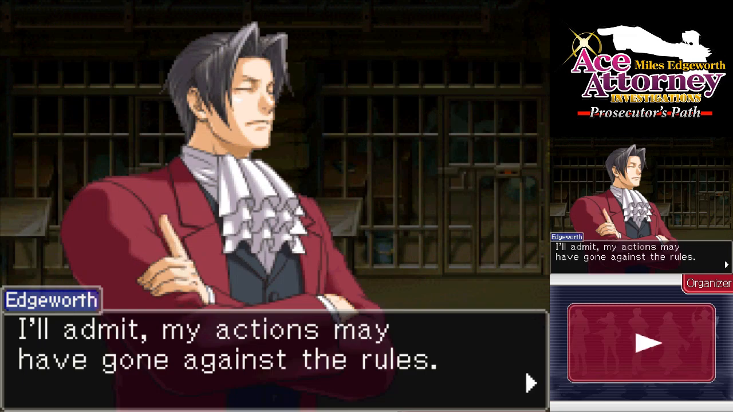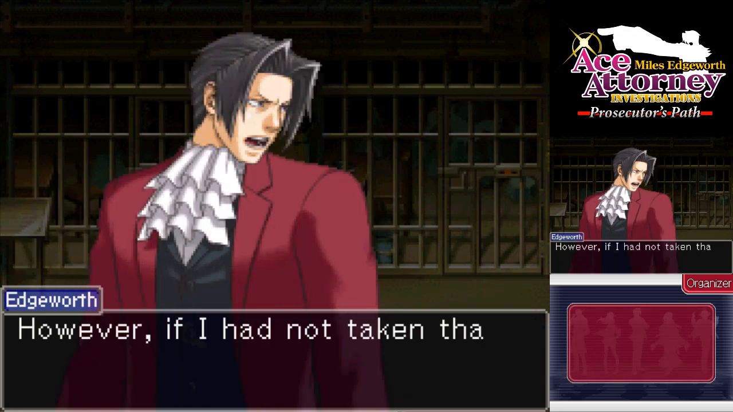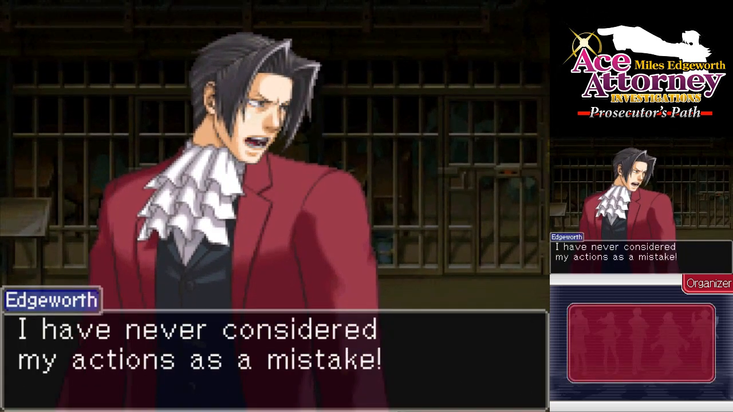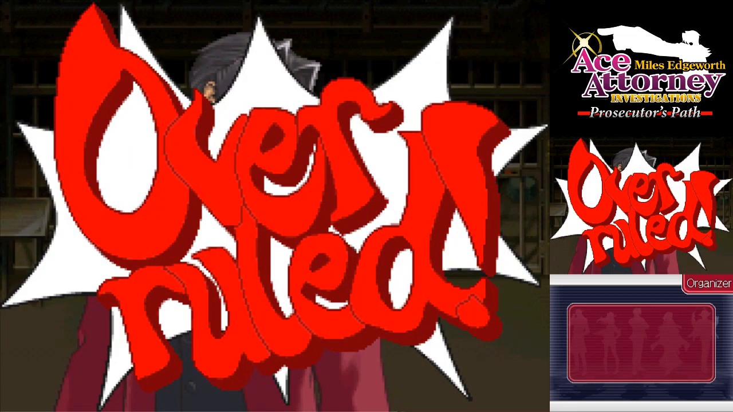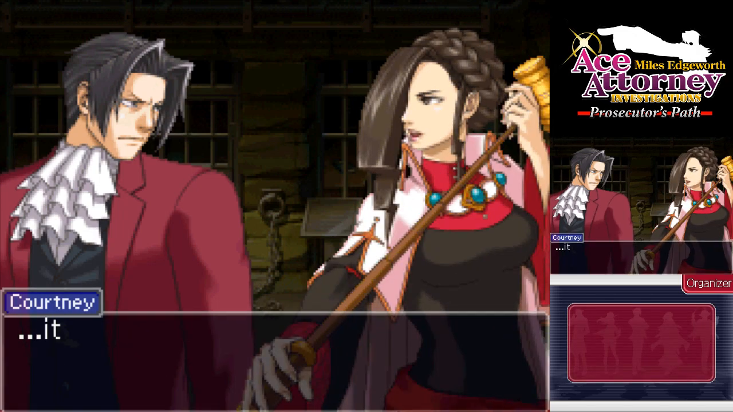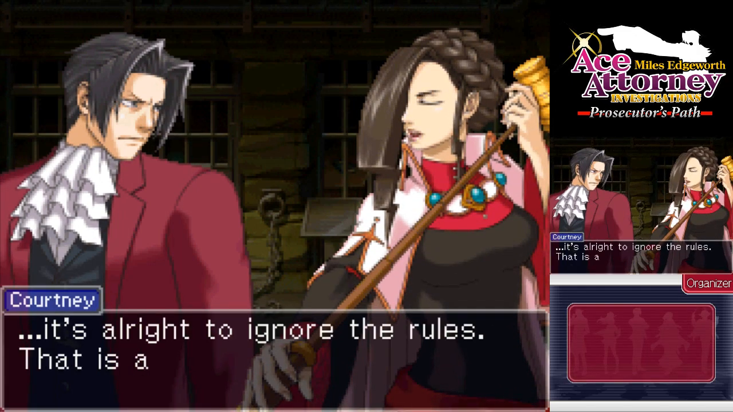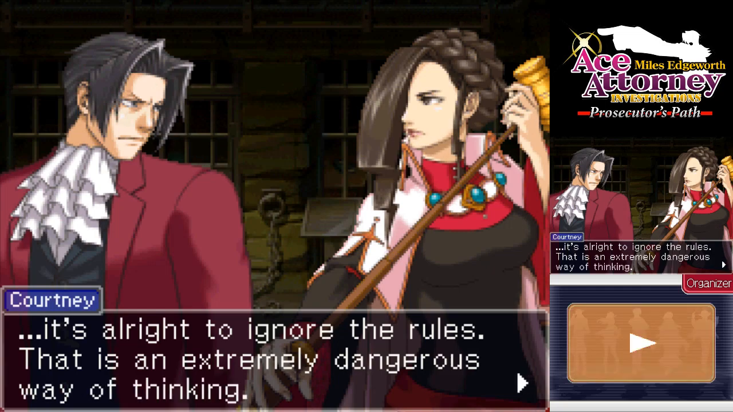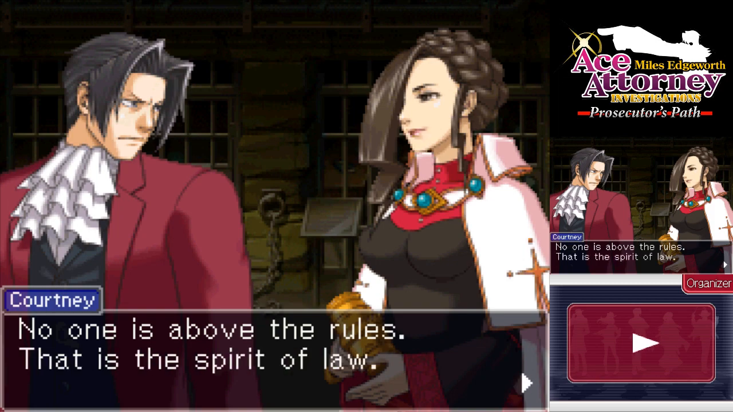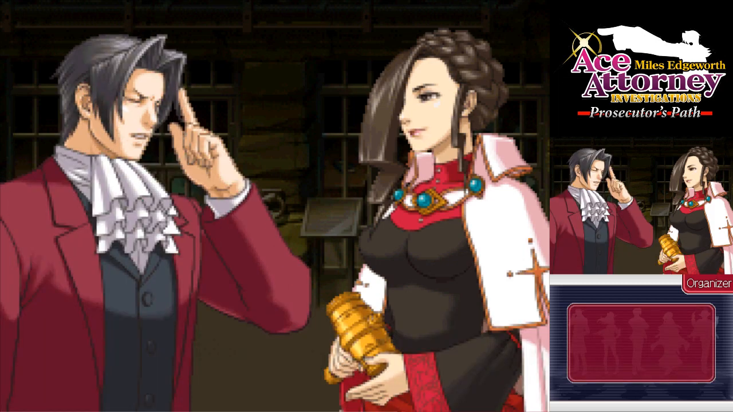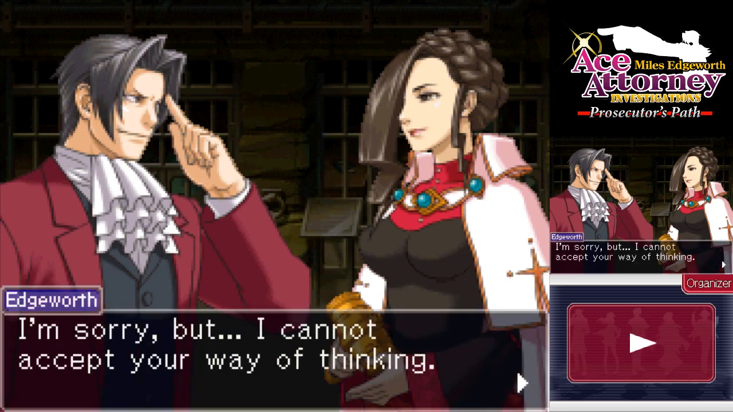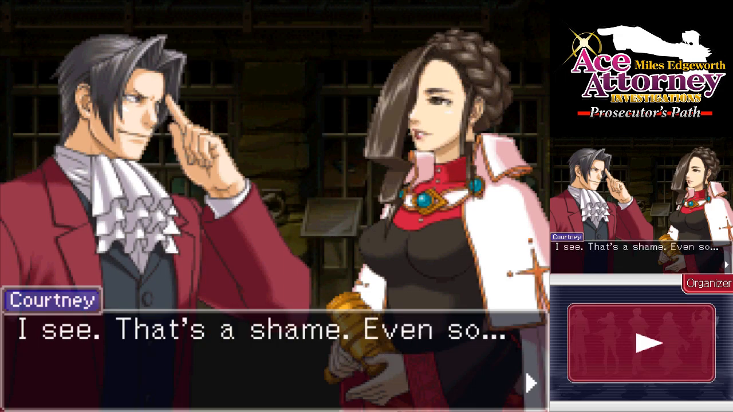I'll admit my actions may have gone against the rules. However, if I had not taken that risk, I'm certain the truth would never have been found. I have never considered my actions as a mistake. So you're saying that as long as the ends justify the means, it's all right to ignore the rules. That is an extremely dangerous way of thinking. No one is above the rules. That is the spirit of law. I'm sorry, but I cannot accept your way of thinking. I see. That's a shame.